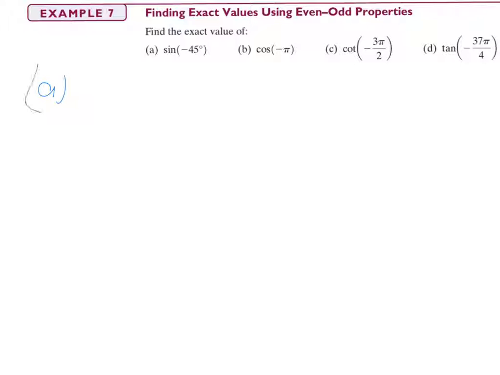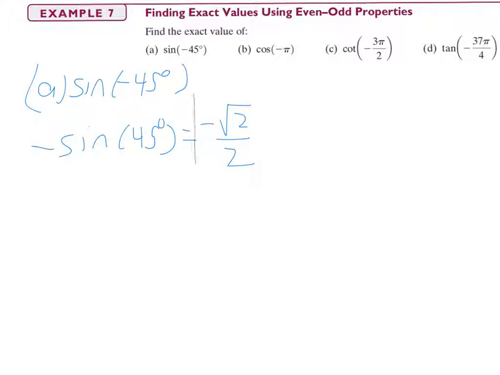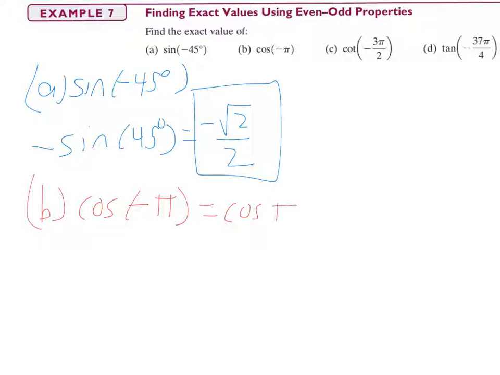So let's do some examples using the even and odd properties. Sine of negative 45 degrees. Alright, we said sine was odd, so that'd be the same as negative sine of 45 degrees. So that'd just be negative square root of 2 over 2. And for cosine of negative pi, we said cosine was even, so that's just the same as cosine of pi, which is negative 1.